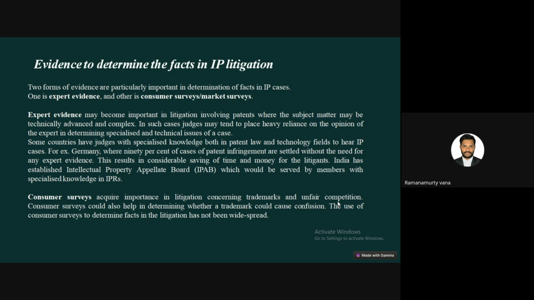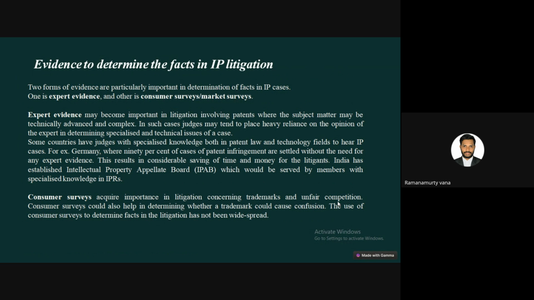In any country, if you see that in India, there are no particular judges dealing with intellectual property rights who have special knowledge. So in general, the judges in India are generalists. They will deal with all the matters. In that case, if he has no experience in that matter, he cannot give a rational judgment. So in that case, he takes the evidence from experts. So this is called expert evidence.